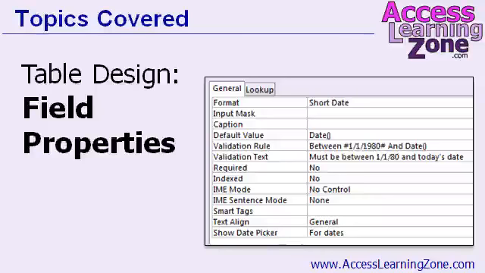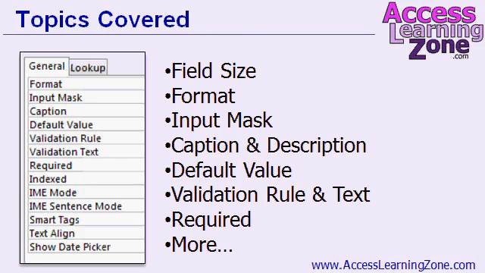Today's class focuses on one of the fundamentals of Access database development, good table design. Specifically, we will cover most of the important properties for the fields in your tables. Today, we will learn about most of the important field properties, including field size, format, input mask, caption and description, default value, validation rule and validation text, the required property, and lots more.